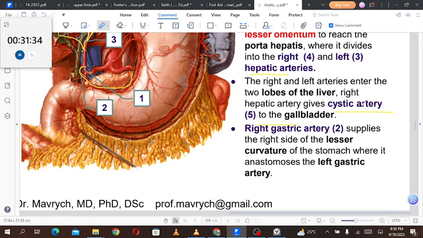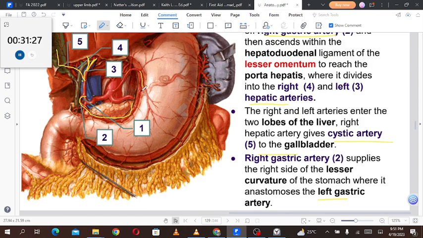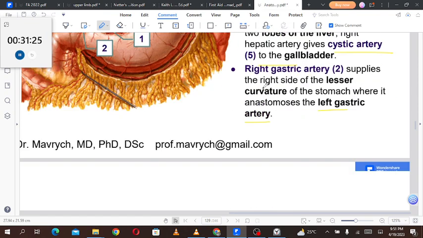The right gastric artery supplies the right side of the lesser curvature of the stomach, where it anastomoses with the left gastric artery. So again, the left gastric artery is coming from here, and these two anastomose at the lesser curvature of the stomach.